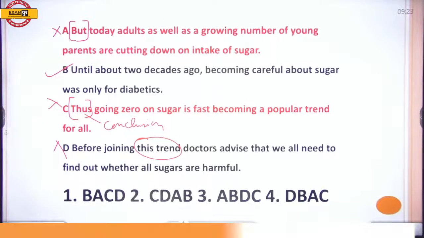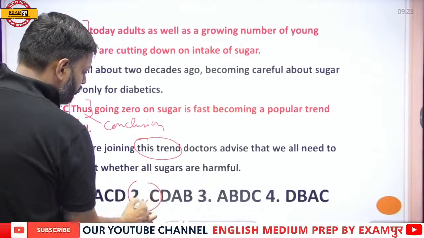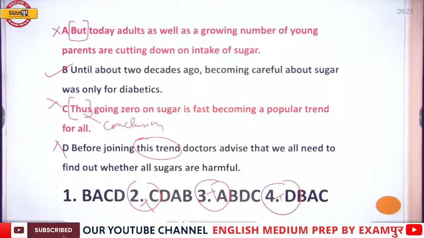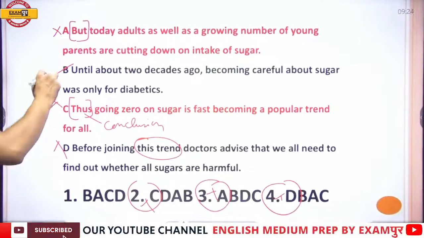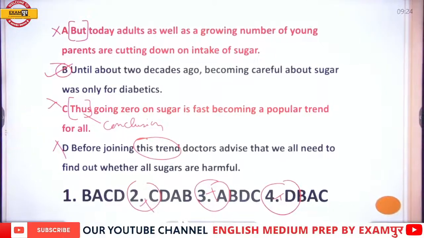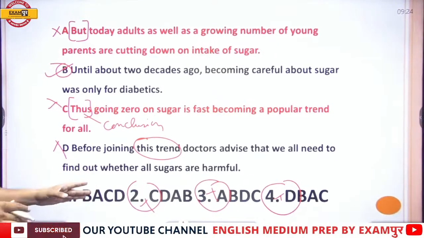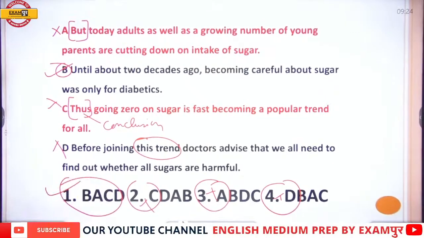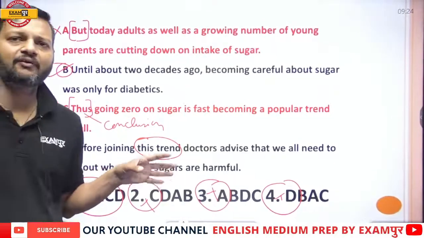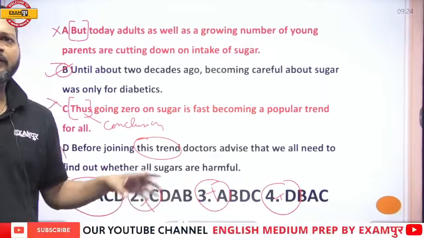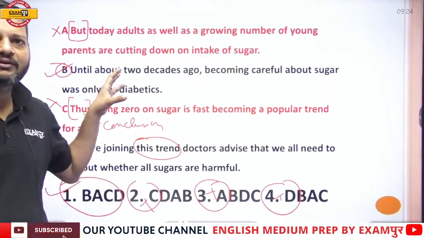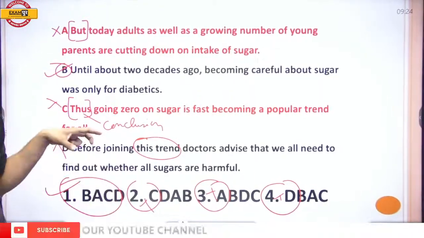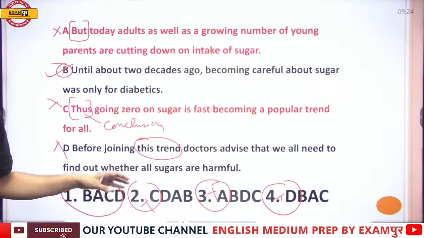Now let's see how many options start with B. Second option, no. Third option, no. Fourth option, no. So we have found out that B is the first sentence and there is only one option that starts with B. So undoubtedly this is the answer. These types of questions are very easy to solve because just by finding the first sentence we can give the correct answer, because only one option starts with the B sentence. Okay, so it is the answer.